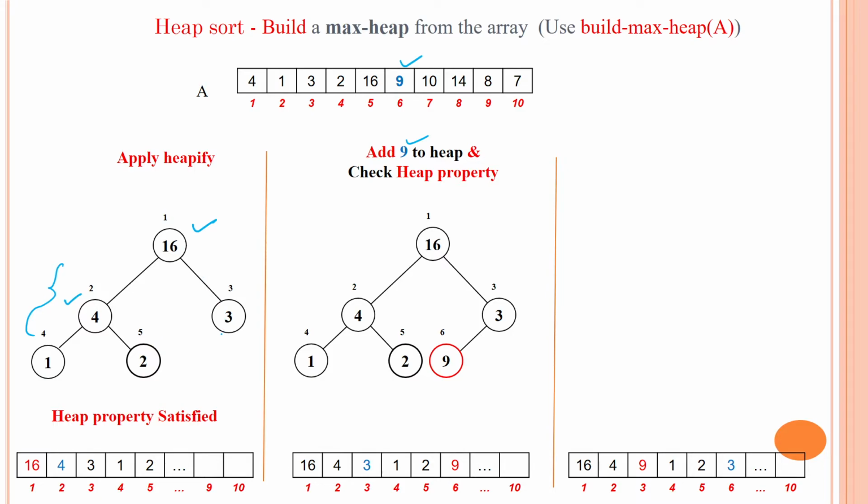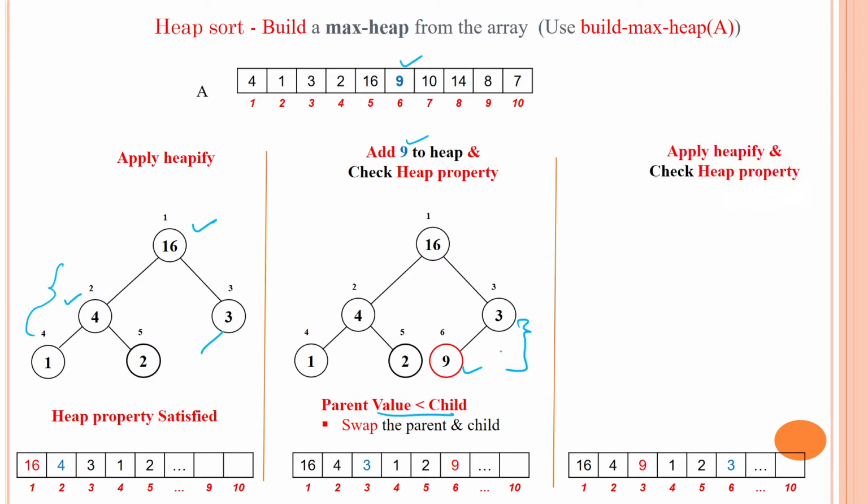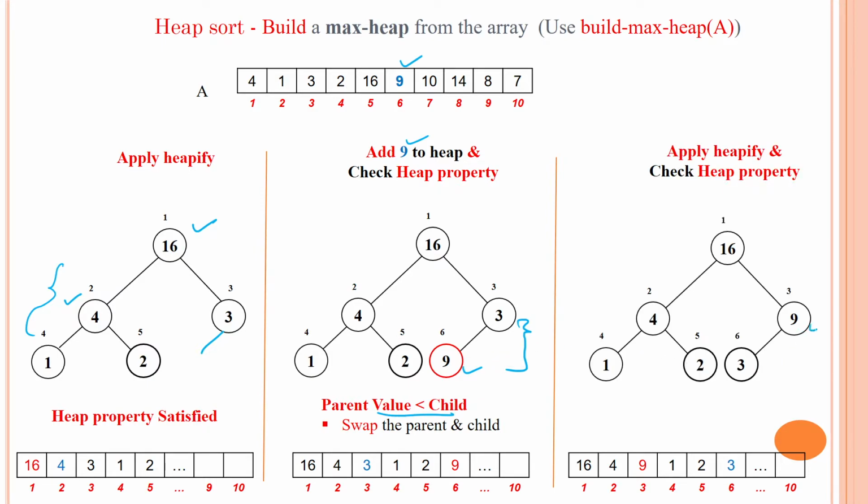The right subtree left child is missing, so 9 is added as a left child to the tree. Then we are checking the heap property. Heap property is not satisfied, so we have to swap the 9 and 3. So 9 becomes parent, 3 becomes child. So now heap property is satisfied.